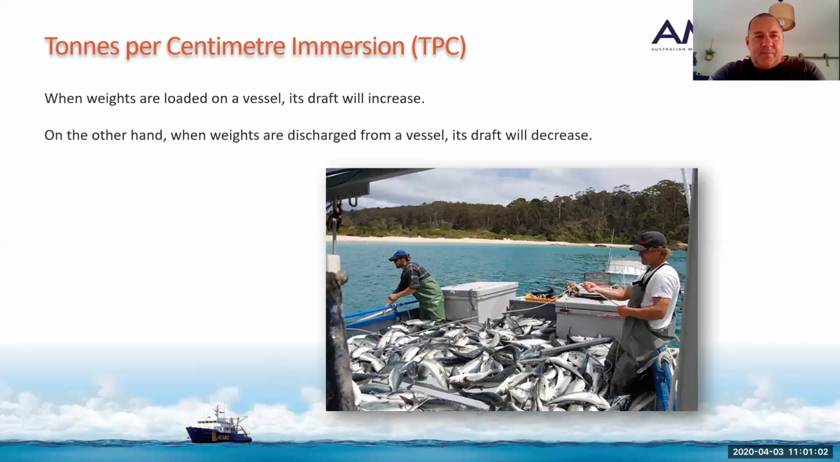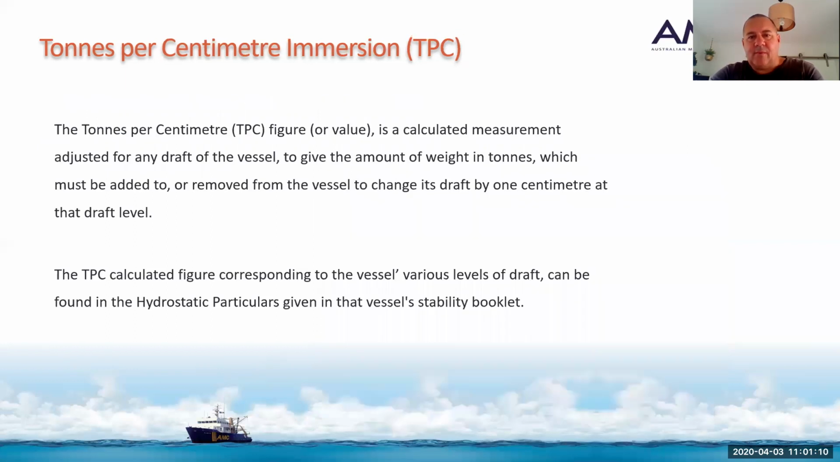So, tonnes per centimetre. When weights are loaded on a vessel, its draft will increase. On the other hand, when weights are discharged from a vessel, its draft will decrease. So the tonnes per centimetre, or TPC figure, is a calculated measurement adjusted for any draft of a vessel, to give the amount of weight in tonnes which must be added to or removed from a vessel to change its draft by 1 centimetre at that draft level. The tonnes per centimetre figure corresponding to the vessel's various draft levels can be found in the hydrostatic particulars given in the vessel's stability booklet.